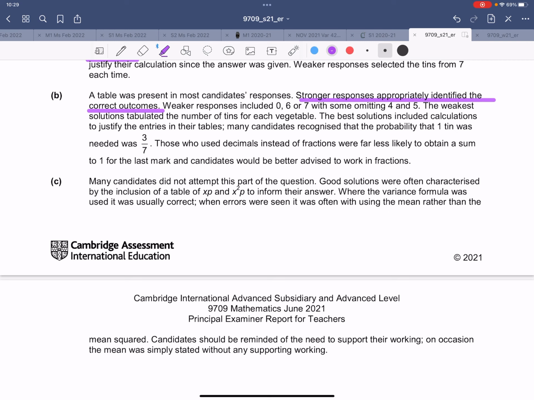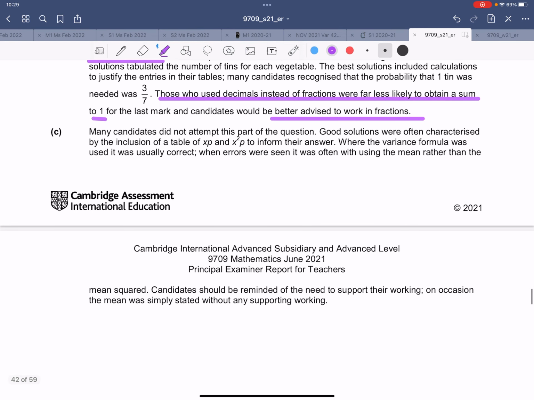Many candidates recognized that the probability of 1 tin was this much. Those who used decimals instead of fractions were far less likely to obtain a sum of 1. So better to work in fractions. That I always emphasize in my class. Many candidates did not attempt this part of the question. Good solutions were characterized by the inclusion of a table. I mean, that was very easy. Who would not do this?